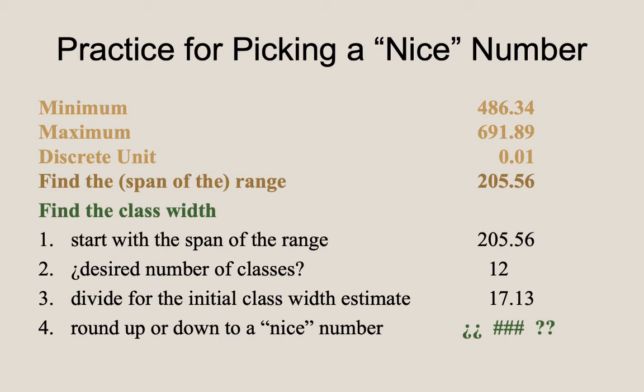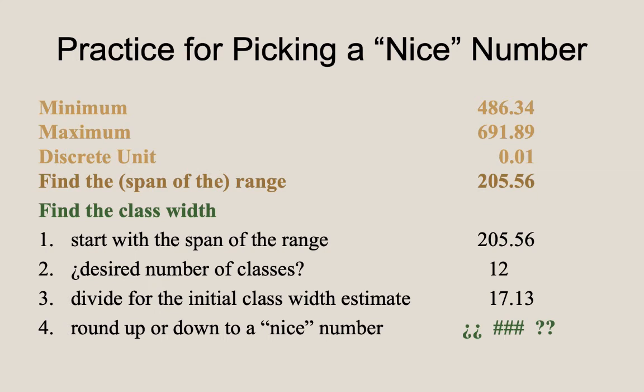And we might round down to the numbers 15, which would be relatively close, and 15 is not that particularly onerous to count by. Or we might even round it as low as 10, which would give us far more than 12 classes, but still it's relatively easy to count by tens.